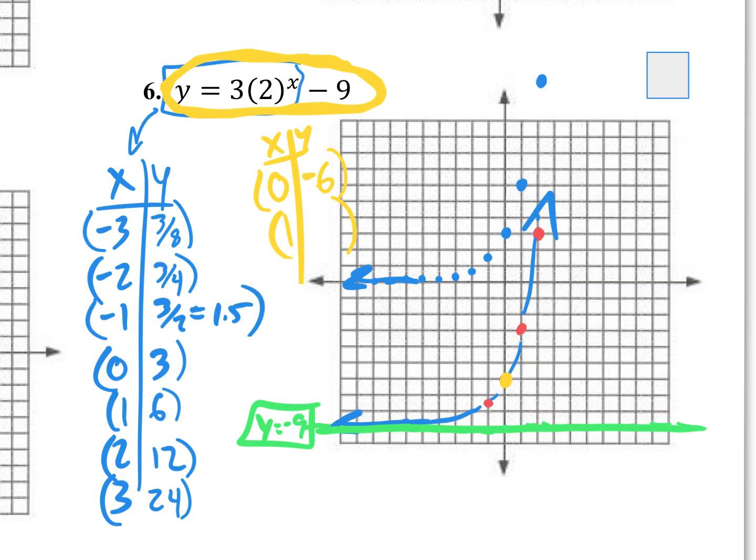2 to the 1 is 2. 2 times 3 is 6. 6 minus 9 is -3. And of course, you could use a calculator to help you out with this arithmetic right here, this math. So if you go to the location 1, -3, you're at that other dot.